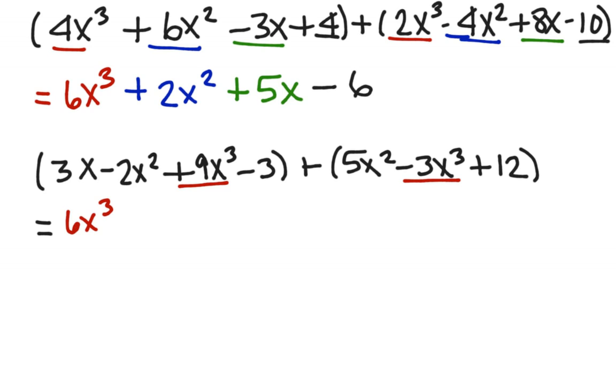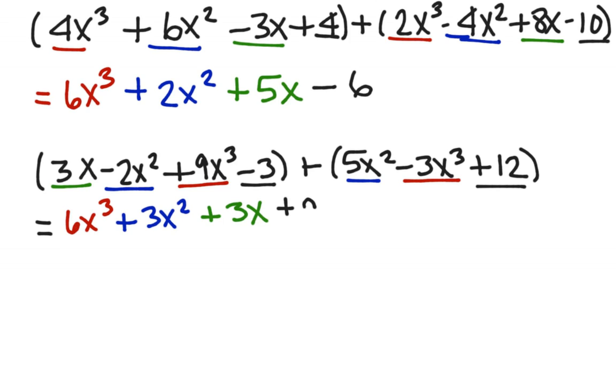Next power down would be x squared. I have a negative 2x squared plus a 5x squared. That's plus 3x squared. Next power down would be x. I only have the one 3x. It's positive, so we bring down the plus 3x. And last but not least, our constant terms, negative 3 plus a 12. That would be plus 9. Again, my answer is in standard form. We're good to go.